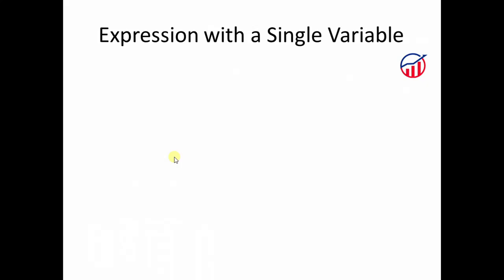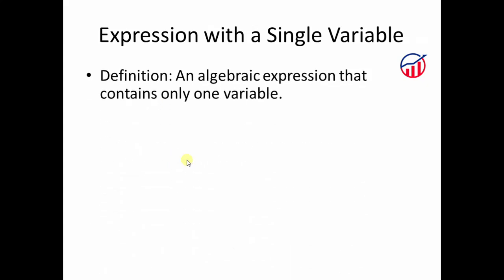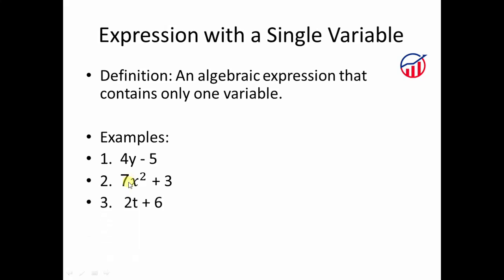Now, expressions with a single variable. An algebraic expression that contains only one variable. So what is a variable? We've already seen, basically letters. For example, 4y minus 5, so there is one variable over here. 7x square plus 3, again there is one variable. 2t plus 6, t is the variable. 9z minus a, z is the variable.